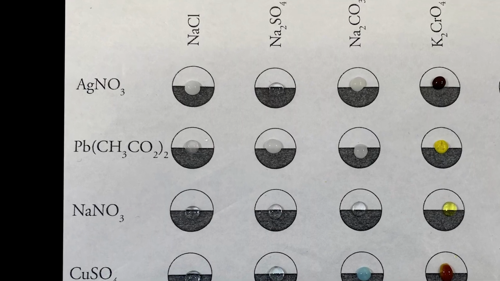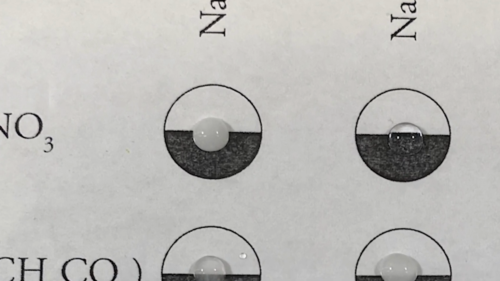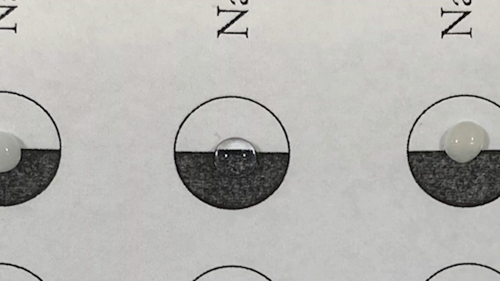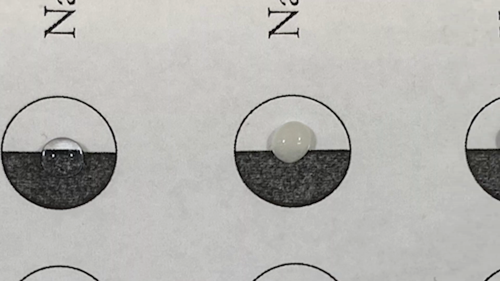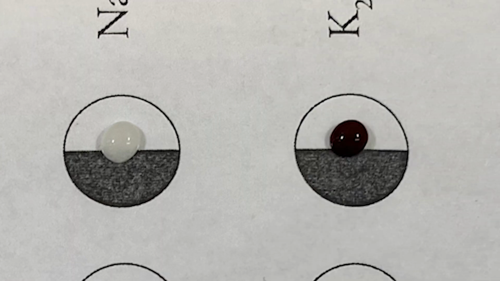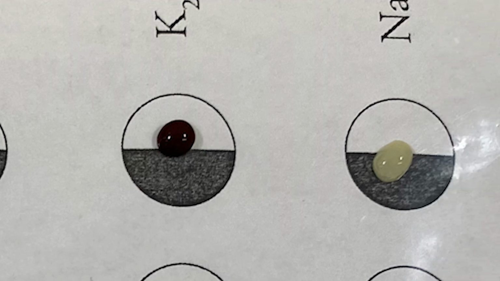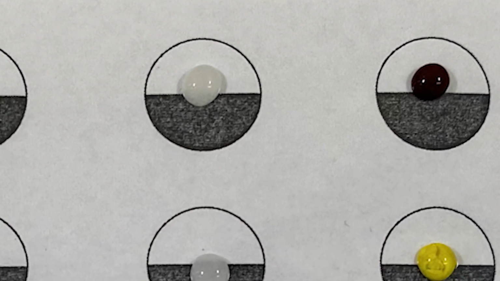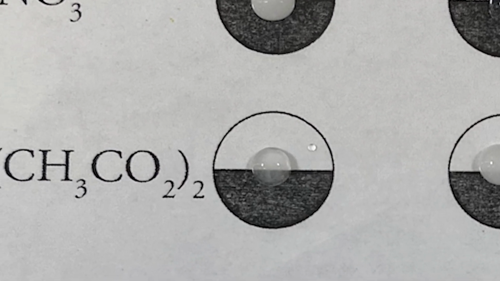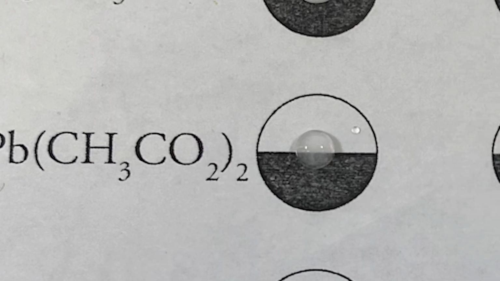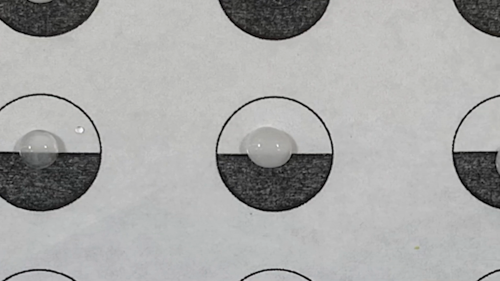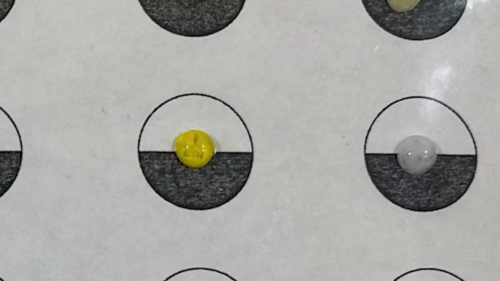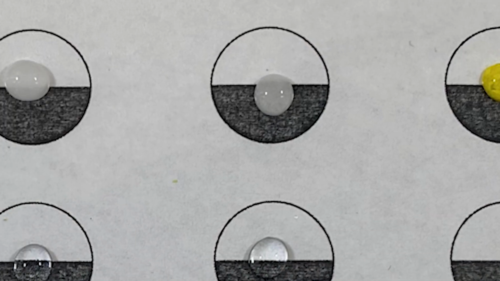Let's have a closer look at each of those rows, starting with what we'll call the silver nitrate row. Silver nitrate with sodium chloride, sodium nitrate, sodium carbonate, potassium chromate, and sodium hydroxide. And the lead acetate row with sodium chloride, sodium sulfate, sodium carbonate, potassium chromate, and sodium hydroxide.